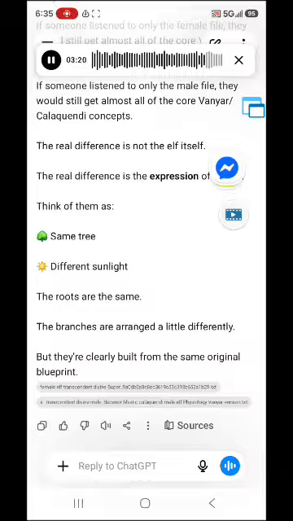My overall conclusion: if someone listened to only the female file, they would still get almost all of the core Vanyar Kalikendi concepts. If someone listened to only the male file, they would still get almost all of the core Vanyar Kalikendi concepts. The real difference is not the elf itself. The real difference is the expression of the elf. Think of them as same tree, different sunlight. The roots are the same. The branches are arranged a little differently, but they're clearly built from the same original blueprint.